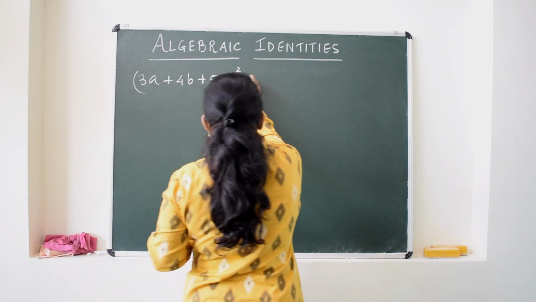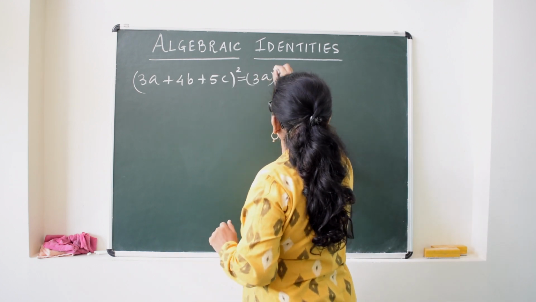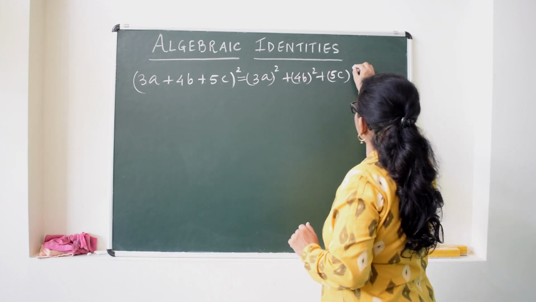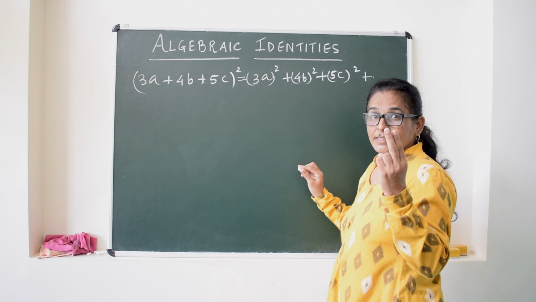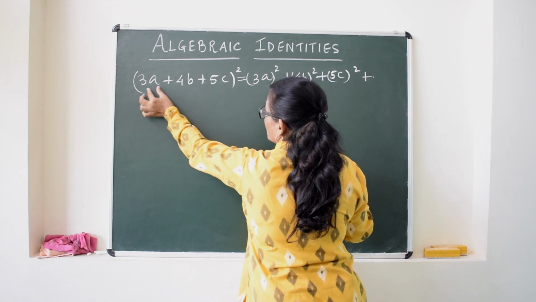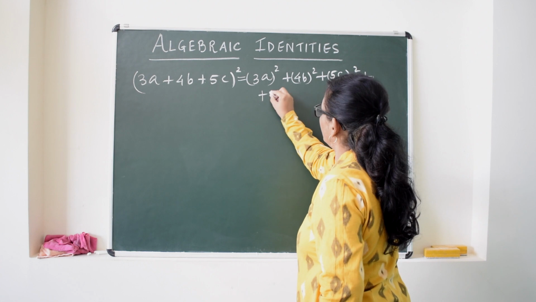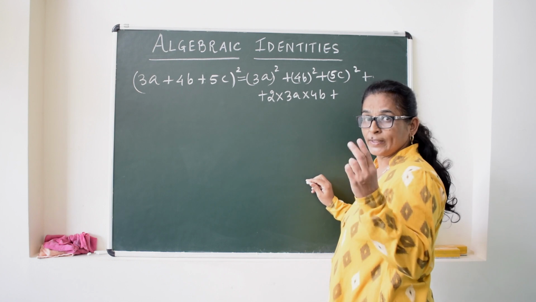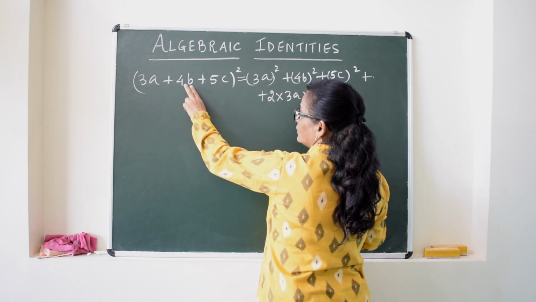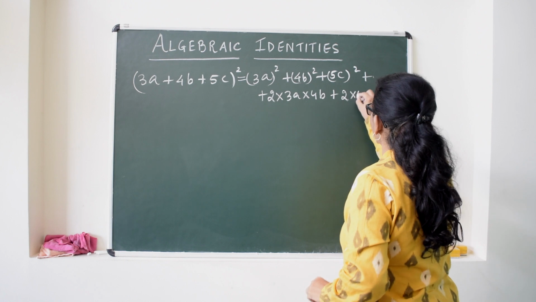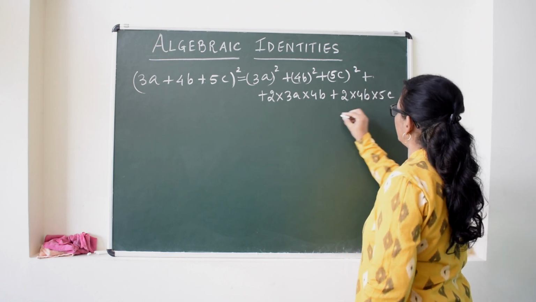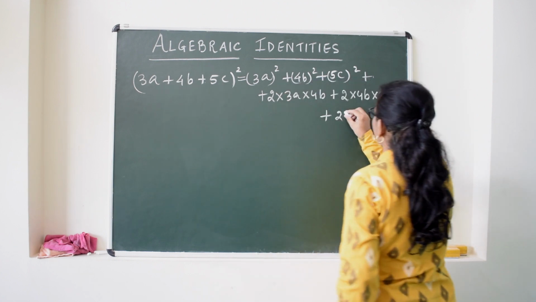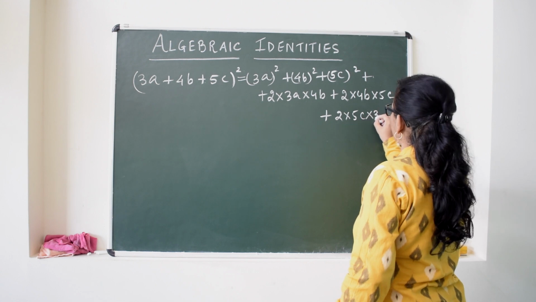So now the expansion will be first term square plus second term square plus third term square plus twice ab, means two times first quantity and the second quantity. So this will be twice first into second quantity plus twice bc, means two times of this into this. So that will be 2 into 4b into 5c, and the last is 2 times of ca, means the last term and the first term. So that would be 5c into 3a.